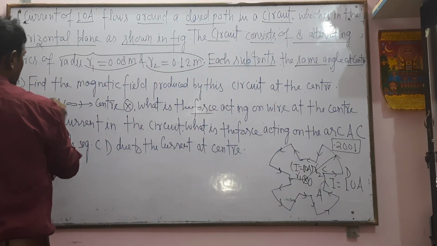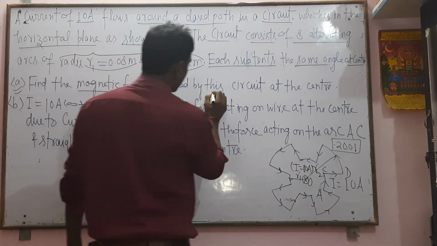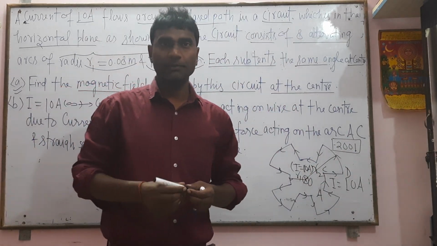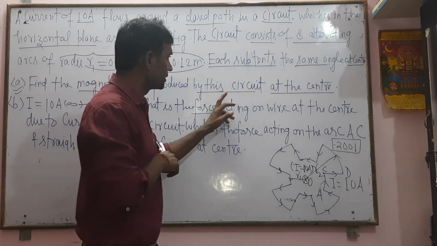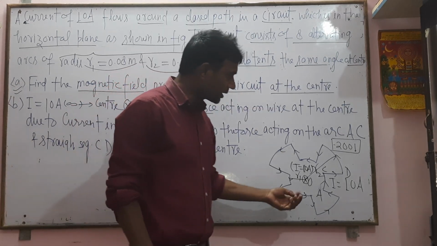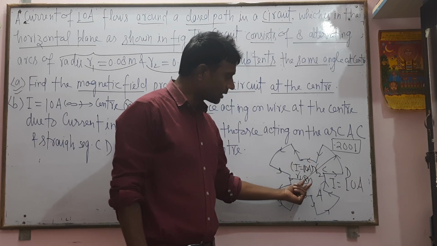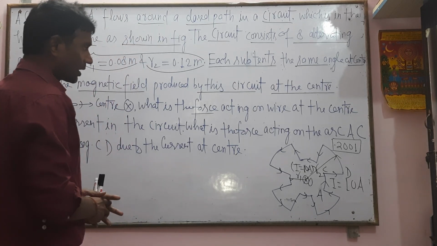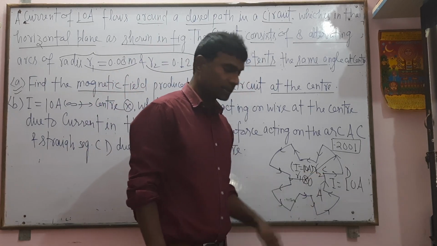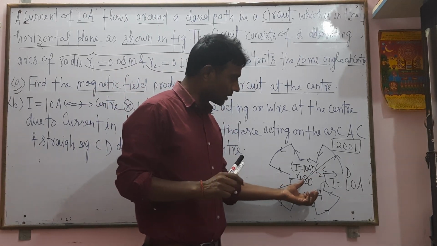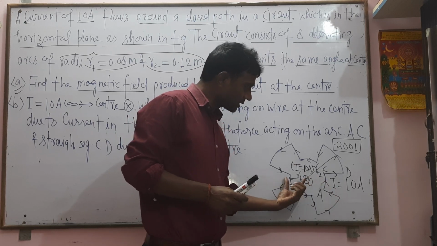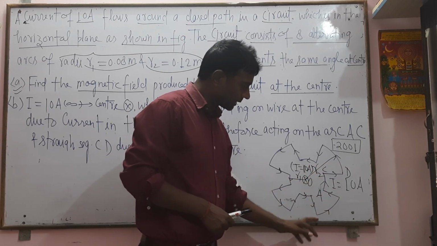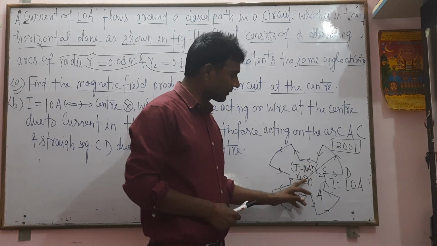Then find the magnetic field produced by this circuit at the center. As shown in the figure, the current I is flowing through this circuit. There are two types of arc: the first has radius R1 and the second has radius R2, and this one is the straight current carrying wire. We need the magnetic field at the center.